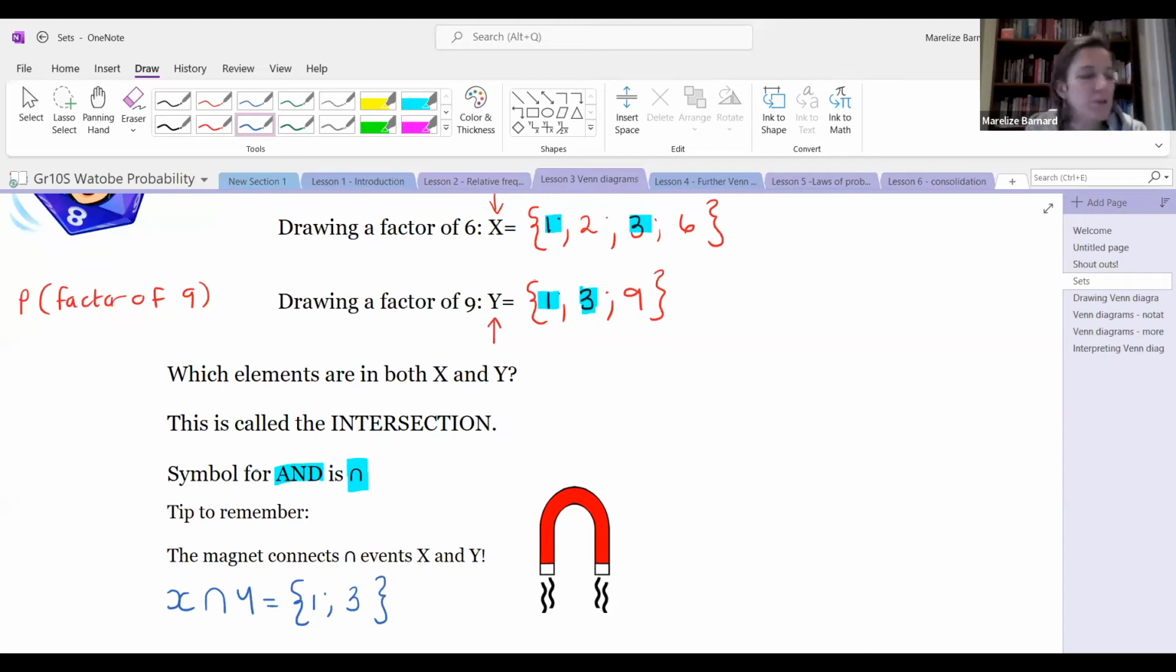Okay, just put a thumbs up in the chat if you're happy so far with all of that, with and, the idea of a set and listing things in sets using curly brackets. If you're not happy, put a thumbs down, but ask a question.